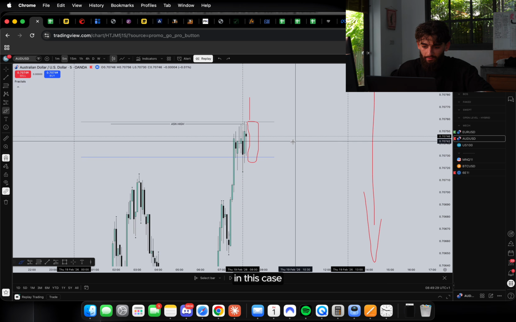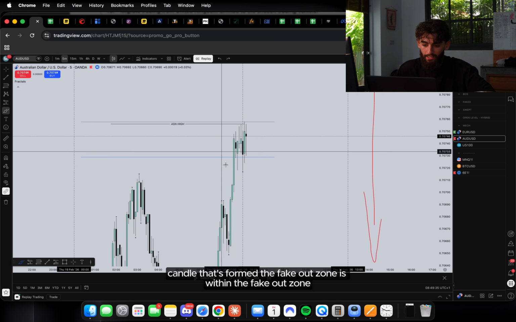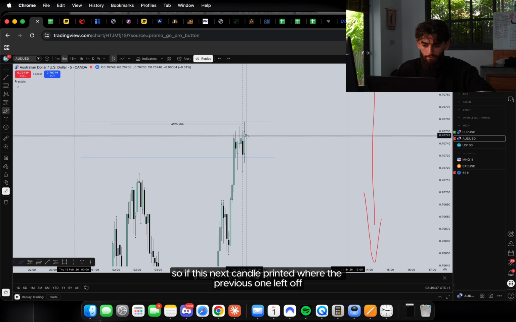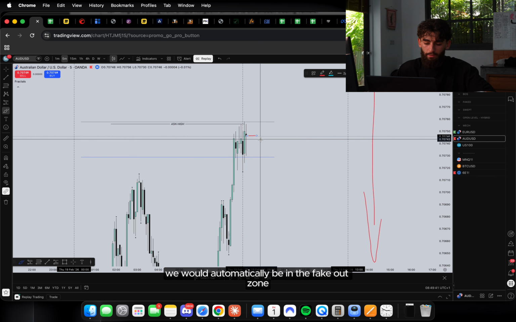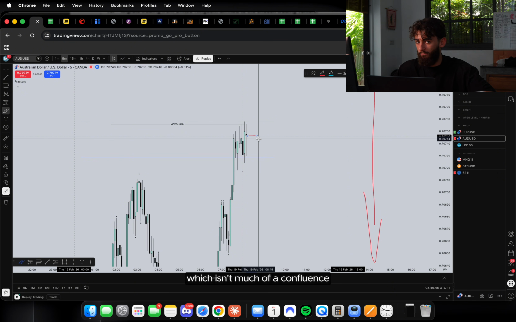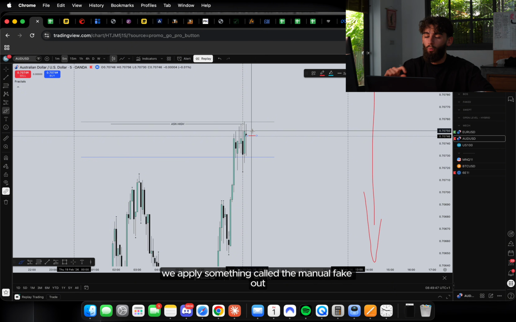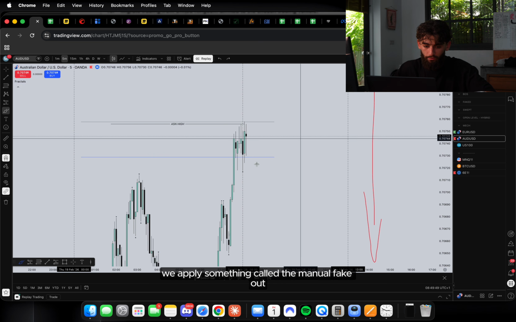However, in this case, the candle that's formed the fake out zone is within the fake out zone. So if this next candle printed where the previous one left off, we would automatically be in the fake out zone, and therefore we would automatically fake out, which isn't much of a confluence. So we do not do it that way. We apply something called the manual fake out now.